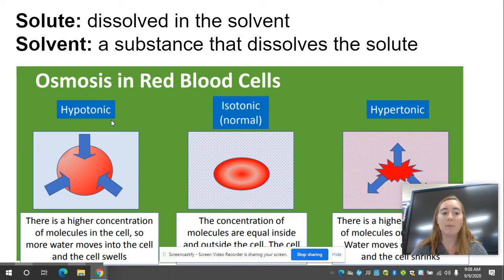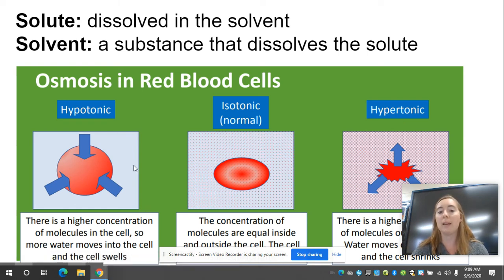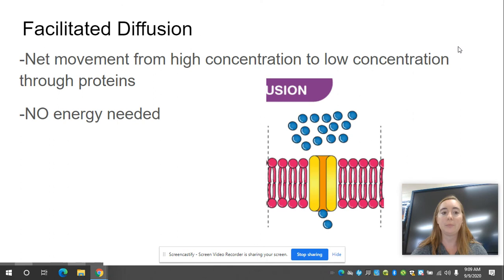Here you can see examples of hypotonic, isotonic, and hypertonic in this picture. We will go into more detail with this in class, so I'm okay if you leave your notes blank for those. This is with red blood cells, so we'll come back to those.